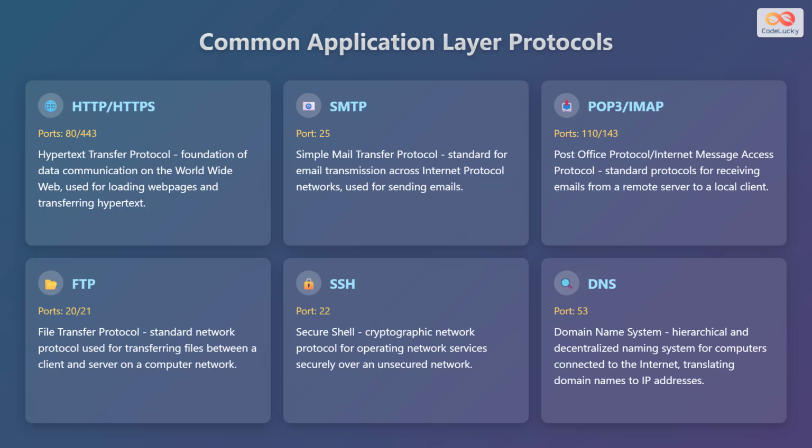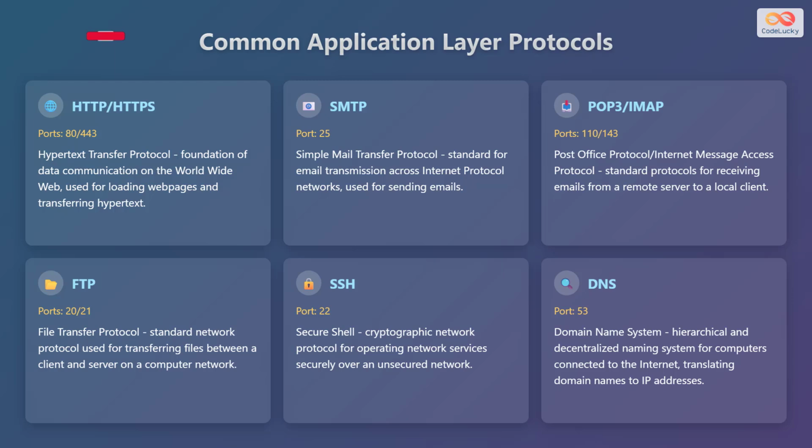Then comes Post Office Protocol version 3 or Internet Message Access Protocol, commonly known as POP3 or IMAP, which operate on ports 110 and 143, respectively. These are standard protocols for receiving emails from a remote server to a local client. File Transfer Protocol, or FTP, operates on ports 20 and 21. It is the standard network protocol used for transferring files between a client and server on a computer network.